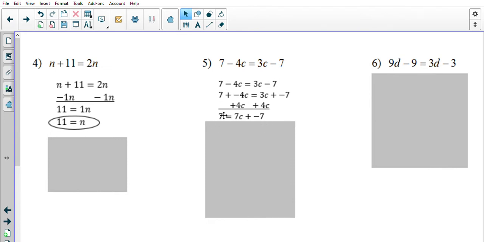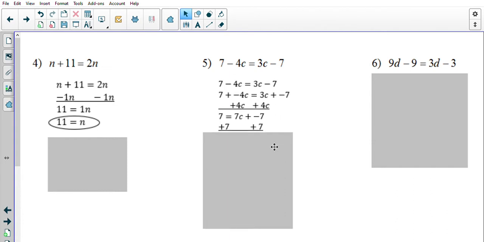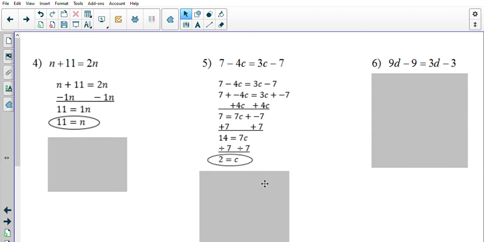Now, this is just a two-step equation. The inverse of adding negative 7 is to add a positive 7. So we get 14 equals 7c. We will then divide both sides by 7, and you get 2 equals c, or c equals 2. All right, let's go ahead and take a look at question number 6.